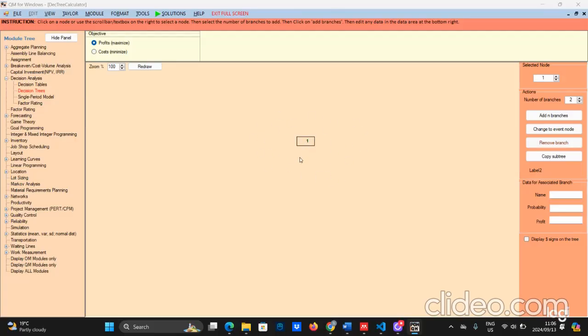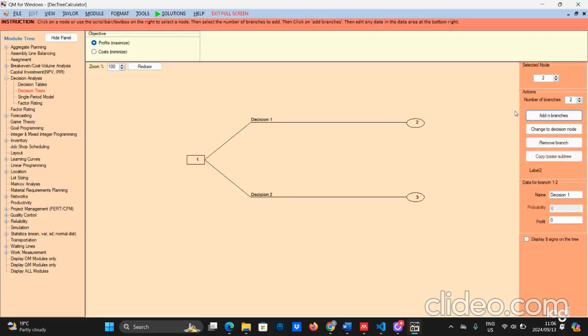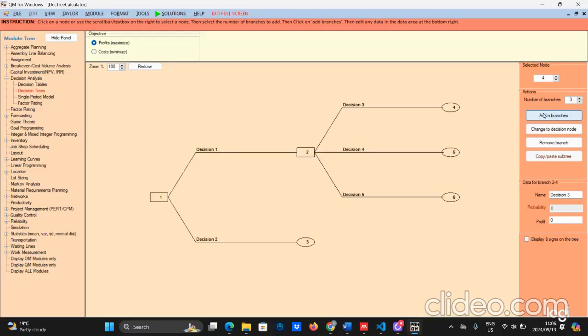As you can see, this is the decision node. Let's say, for example, I want to add branches. I can just come here and add branches. Then let's say I want to change this into a decision node as well. I just click on it, and I can change it into a decision node. And let's say I also want to add three branches now instead of two. I come here and increase the number of branches, make sure I click on it, and then press here.